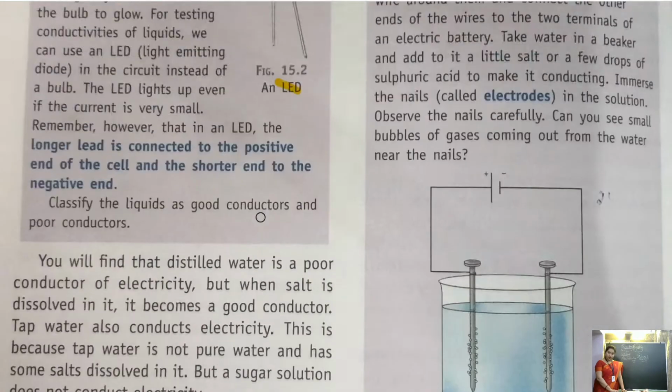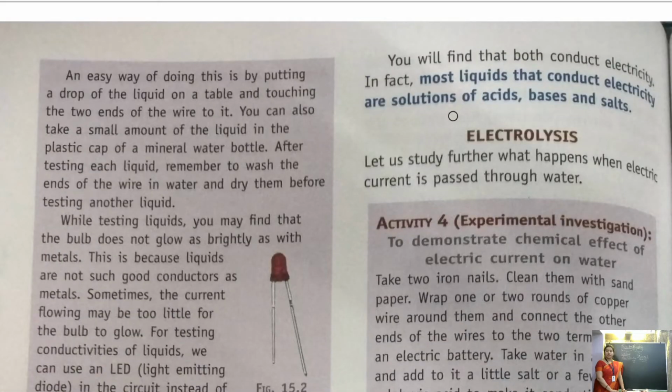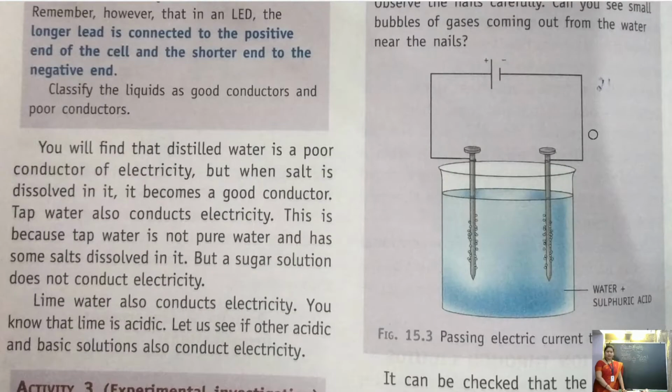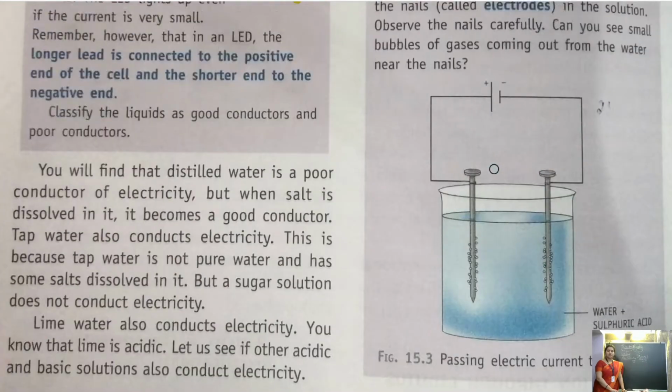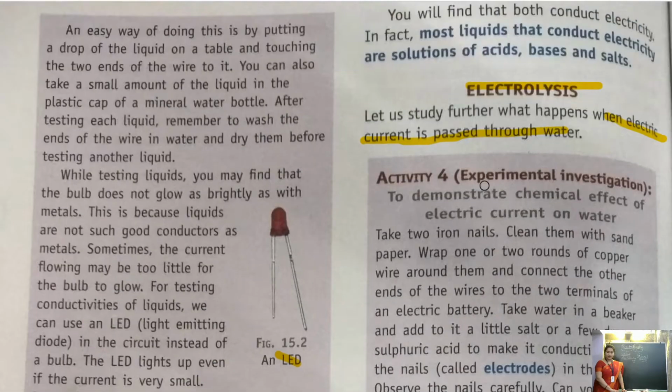Okay. Now coming on to the very important topic of this chapter, that is electrolysis. So we are clear with the term called electrolysis. Basically, current is passed through a liquid. So when electric current is passed through water, then electrolysis takes place. Okay. So we have a certain setup and we'll understand what electrolysis is.